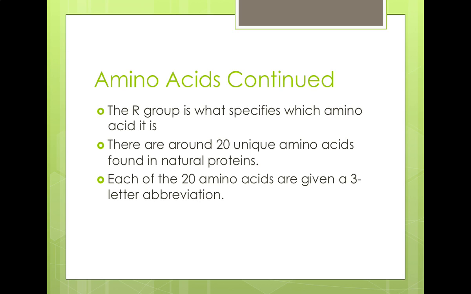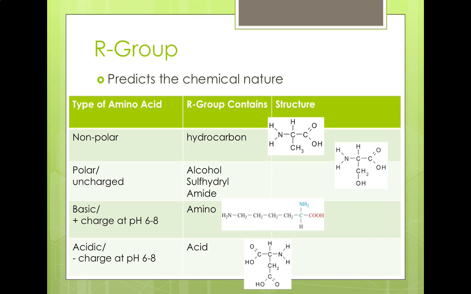It's chains and chains of amino acids. So it makes our life much easier if we can just represent them with 3-letter abbreviations. And luckily for us, these are all given in our data booklet. So they're not things that we have to memorize. Not only does the R group specify which amino acid it is that we have, but it's also predicting the chemical nature that we have.